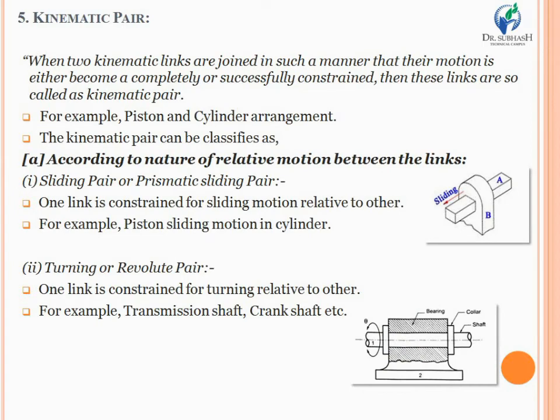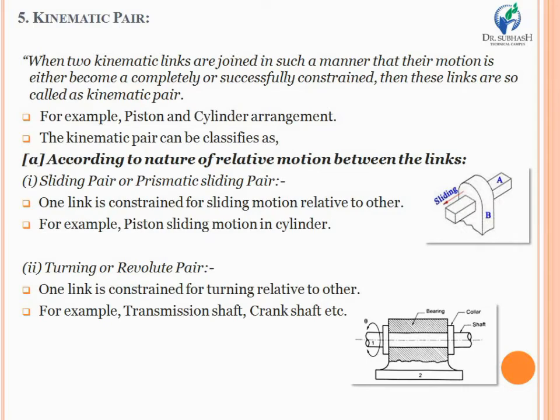Now point number 5, that is the kinematic pair. Generally, when two kinematic links are connected in such a way that their motion is either completely or successfully constrained, then these two links are known as a kinematic pair. For example, the piston and cylinder of a steam engine form a kinematic pair because they are in contact and the piston moves relative to the cylinder. So this is a very common example of a kinematic pair.